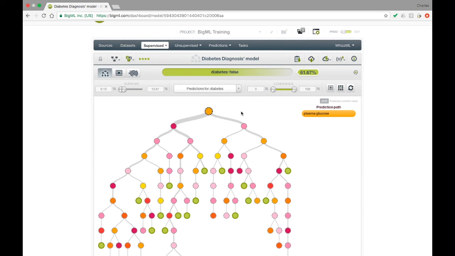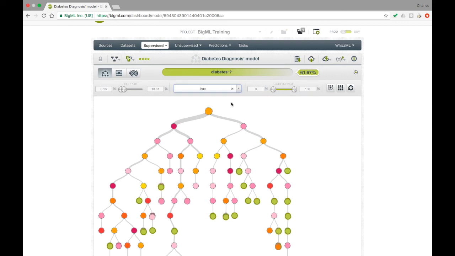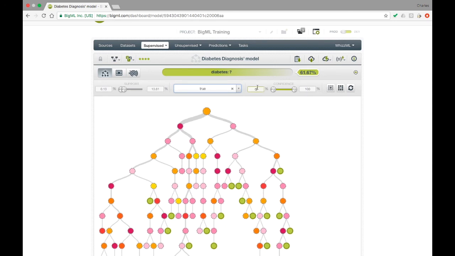If you're looking for nodes that meet a certain criteria, you can dynamically filter the displayed nodes based on how many training instances that node represents, what the prediction of the node is, and how confident the node is in its prediction. Here, we can isolate the three leaf nodes in the tree that predict that a person has diabetes with greater than 75% confidence.